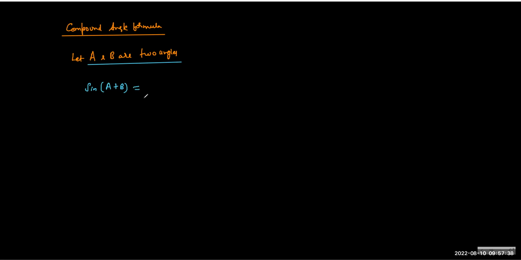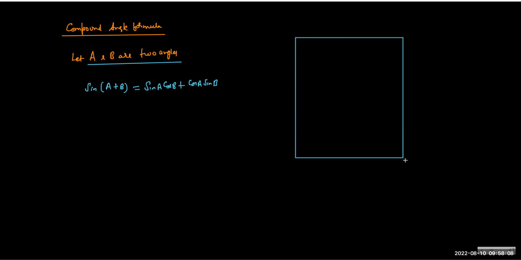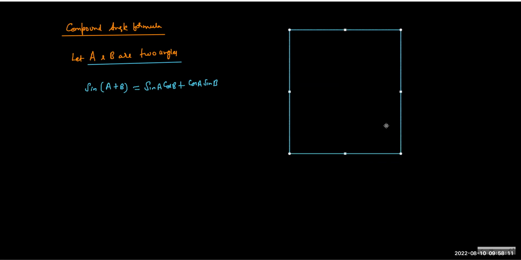And this turns out to be really simple. You can write it as sine of the first angle times cos of the second, plus cos of the first times sine of the second. Easy to remember, right? It's like a rhythm. Sine of 1 cos of 2 plus cos of 1 sine of 2. Simple enough. We can prove it also. It's not a bit difficult. Have you seen the proof?